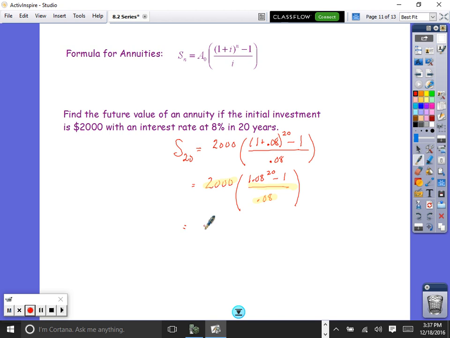That gives me 25,000 times 1.08 to the 20th minus 1. And now I would punch my calculator, and I get $91,523.93 after 20 years. So annuities are an excellent investment.